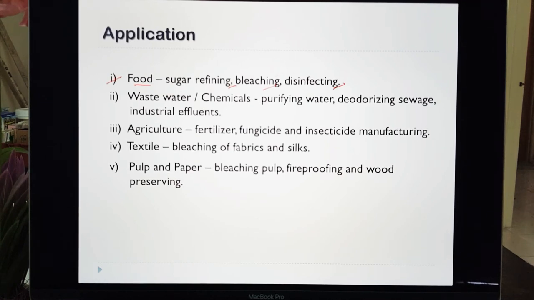piping, sanitary disinfection. And then for wastewater or chemicals, this involves purifying water, deodorizing sewage, as well as industrial effluents. For the agriculture industry, it is for fertilizer, fungicide, insecticide manufacturing. For textile, it is for bleaching of fabrics as well as silks. For the pulp and paper industry, it is for bleaching the pulp, fireproofing as well as food preserving.